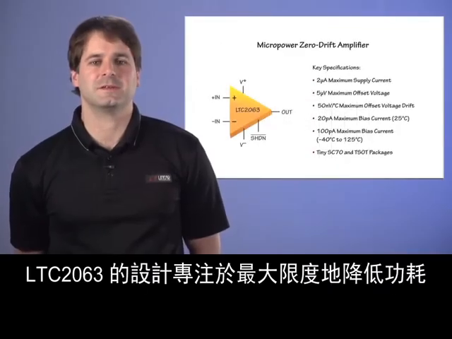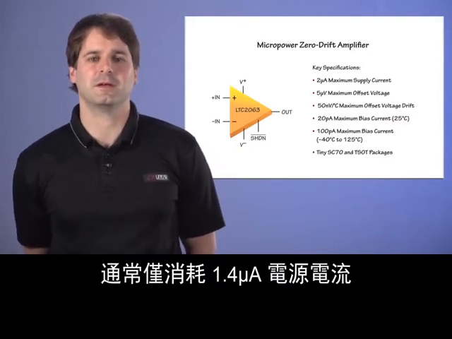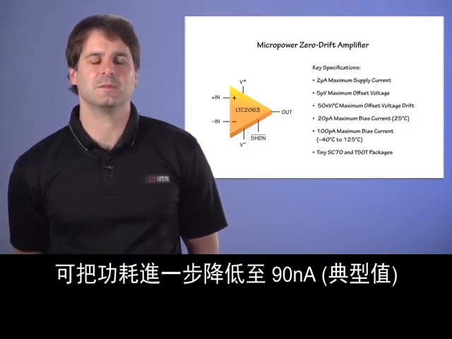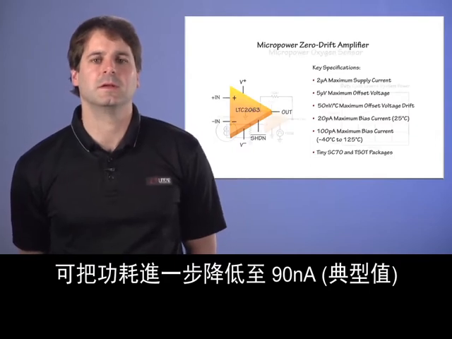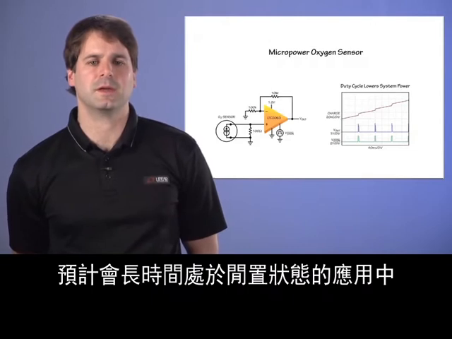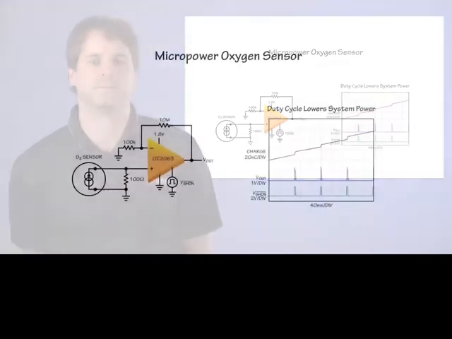The LTC 2063 has been designed with a focus on minimizing power, typically consuming only 1.4 microamps of supply current. The LTC 2063 also offers a shutdown pin, which further reduces power consumption to 90 nanoamps typically. This can help to alleviate power consumption concerns in battery-powered applications and applications where the amplifier circuitry is expected to be idle for long periods of time.